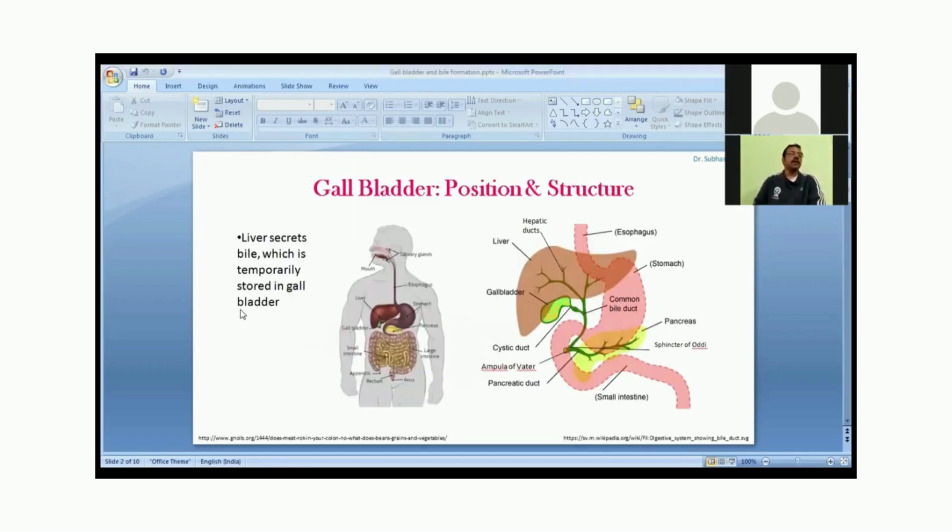Gallbladder is situated just below the liver, as you can see in this picture. Gallbladder has three parts. One part is this part, which is attached to this duct called cystic duct, is called a neck. The body is called body, and this end is called fundus.